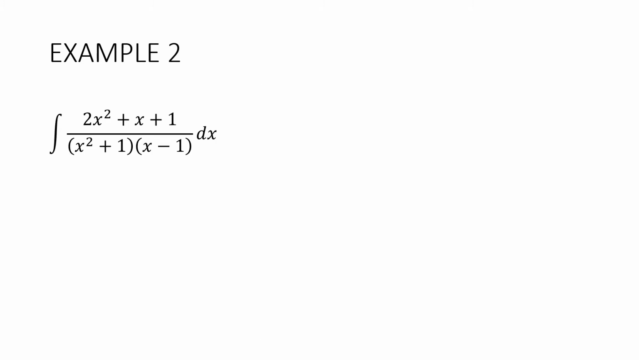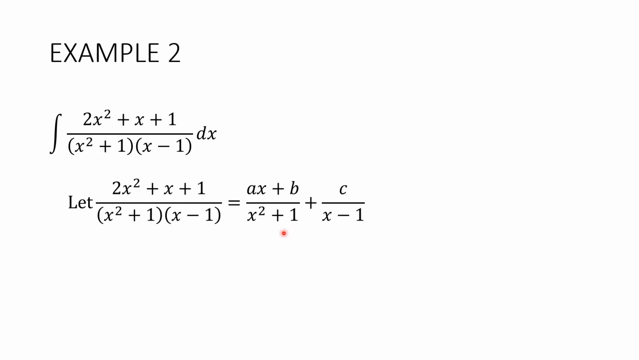Okay, so here's example 2. And in this case, we have got a quadratic factor. So when we're doing our partial fractions, on top of the quadratic factor, I'm going to put ax plus b. Here's a linear factor, so it just gets a c. All right, let's equate these numerators.